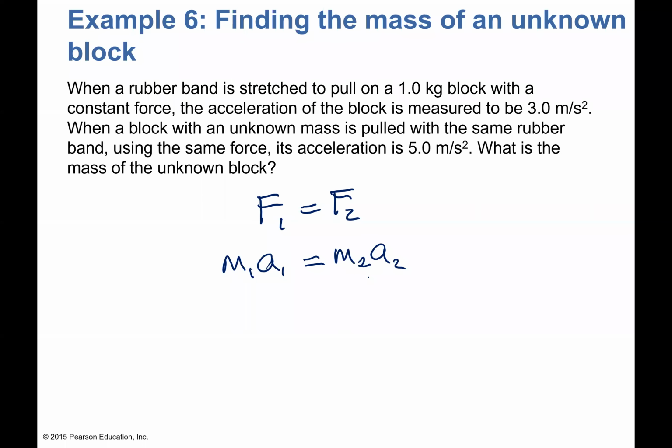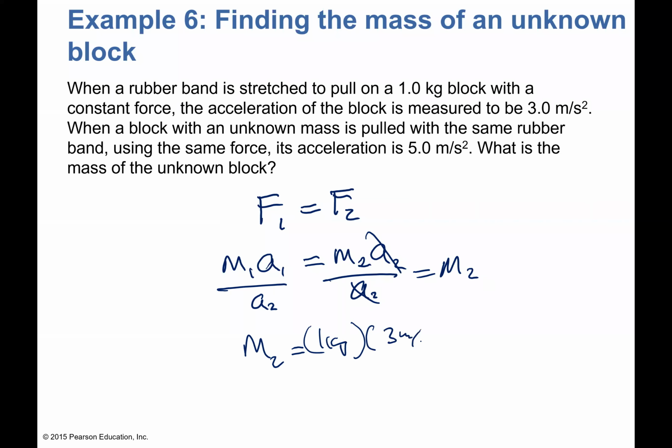Then what I have here is this. Remember, I want to find mass 2. Well, then I just divide both sides by acceleration 2. Cancel this, and I have mass 2, which is the ratio of m1 a1 divided by a2. Then m2 is equal to 1 kilogram times 3 meters per second squared, divided by 5 meters per second squared. You can see, right, meter per second squared cancels out, and you have then 1 times 3 divided by 5. Kilogram is the only unit surviving, and we get 0.6 kilogram.